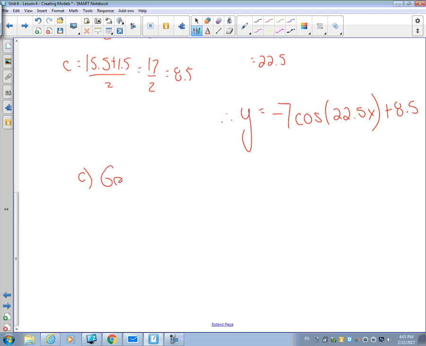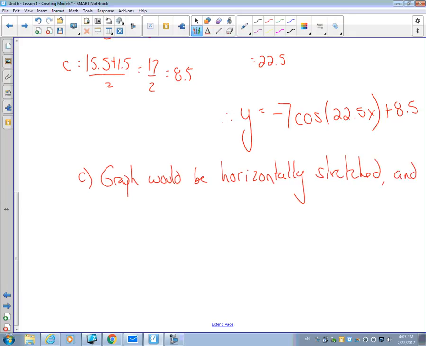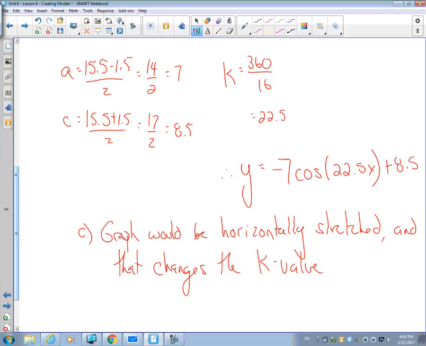So our graph would be horizontally stretched. Okay, and that would change which value? K. The K value, if you're thinking about this as being 360 divided by a bigger number, the K value would get smaller.